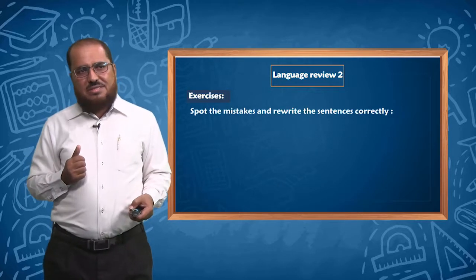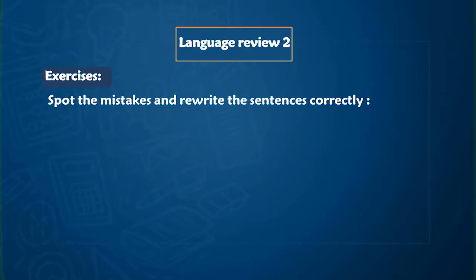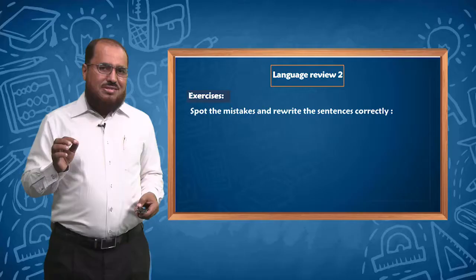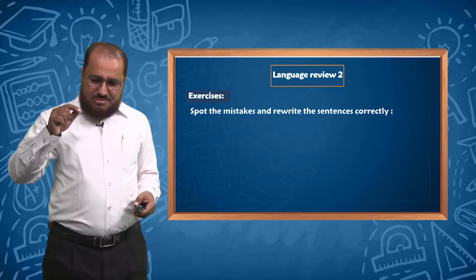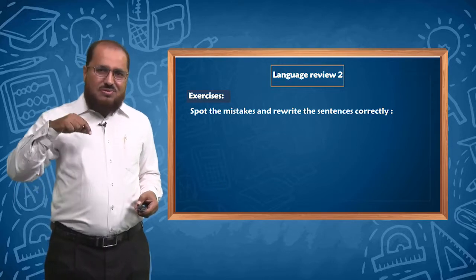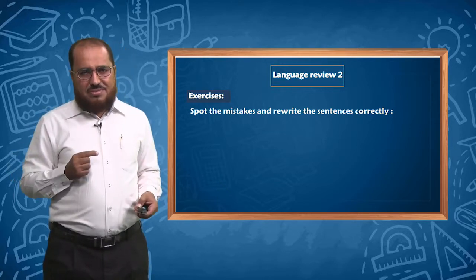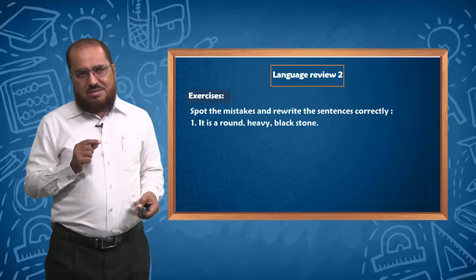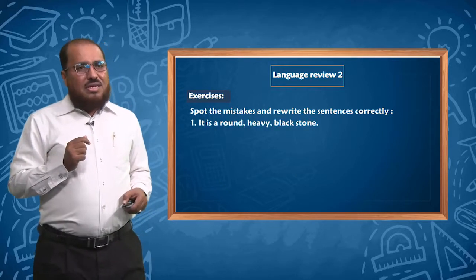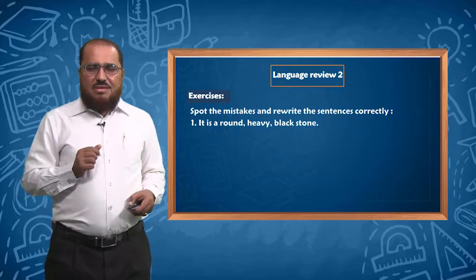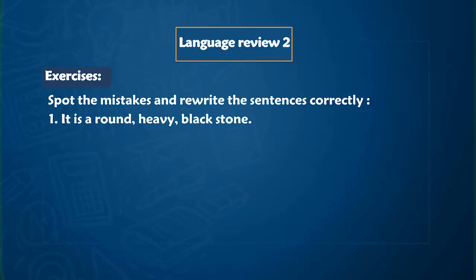More exercises? Yes. Spot the mistake. This is a famous question in our final exams, okay? So you have to take care about spot the mistakes. That means correct the mistake. Find the mistake first, then rewrite the sentence correctly. There is just one mistake, okay? Look at this sentence. It's a round, heavy black stone.